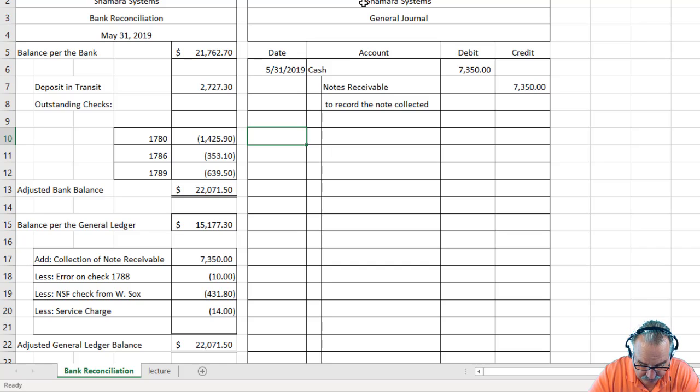Then we've got the error on check 1788. This is also, all of these adjustments are going to be as of the end of the month. We're going to debit utilities expense because the check was written for $10 more than it was recorded in the general ledger. So cash is going down. This is to correct error on check 1788.